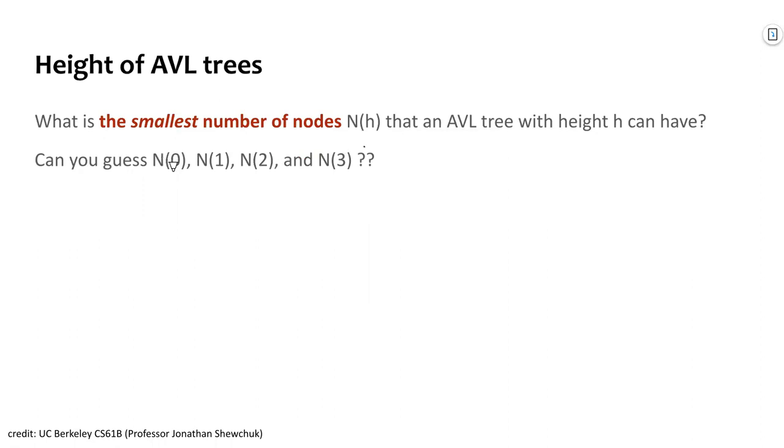Here, height 0 means there is just one level. Height 1 means there are 2 levels. And height 2 means there are 3 levels. Try to guess the smallest number of nodes, n_h, that an AVL tree with height h can have. I'll give you about 1 minute to think about it and send your answers to me.